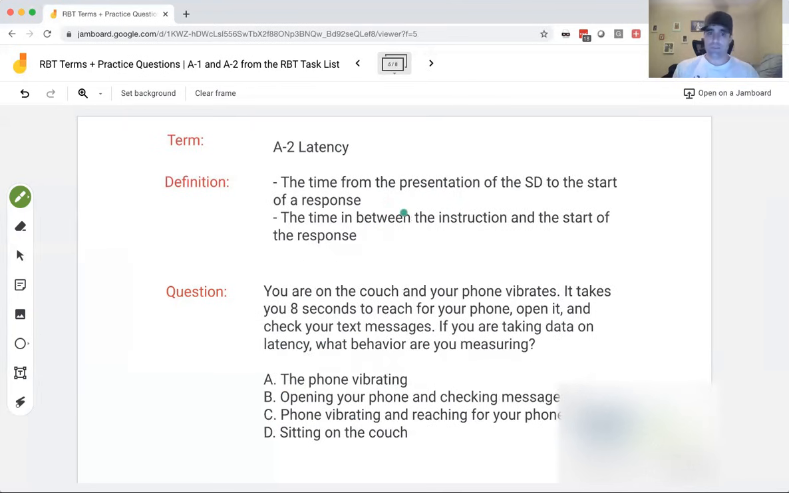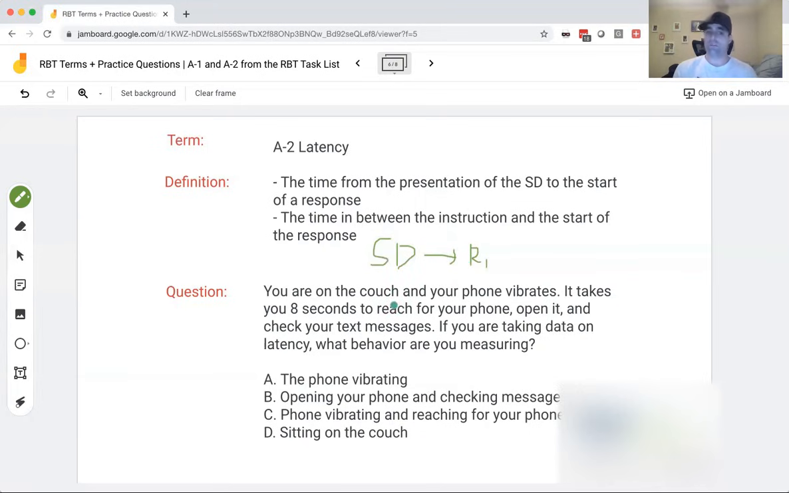A2, latency. The time from the presentation of the SD to the start of a response, or the time in between the instruction and the start of a response. So from the time I give the instruction to the time the response starts, that's my latency. It kind of looks like this. You have your SD, this is the time in between, and then you have your response. That time in between the SD and the response is your latency.